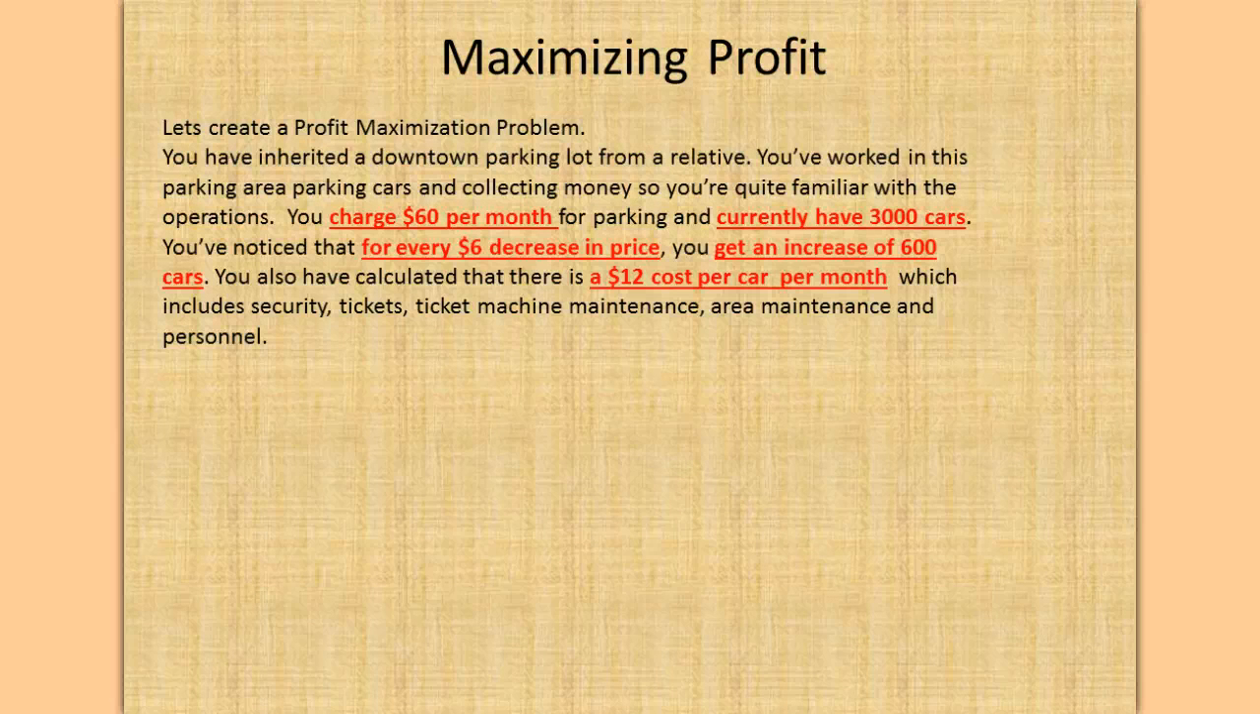You have inherited a downtown parking lot from a relative. You worked in this parking area, parking cars and collecting money, so you're quite familiar with the operation. When you start a business, you charge $60 per month for parking and currently have 3,000 cars. You've noticed that for every $6 decrease in price, you get an increase of 600 cars. You also have calculated that there is a $12 cost per car per month, which includes security, tickets, ticket machine maintenance, area maintenance, and personnel.